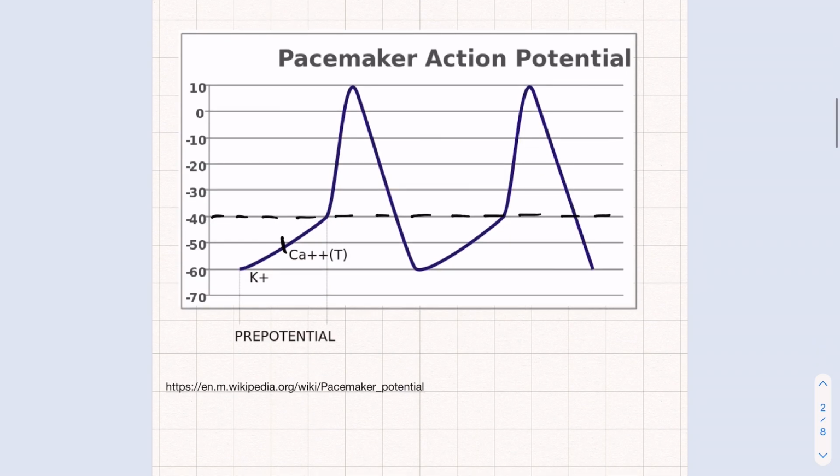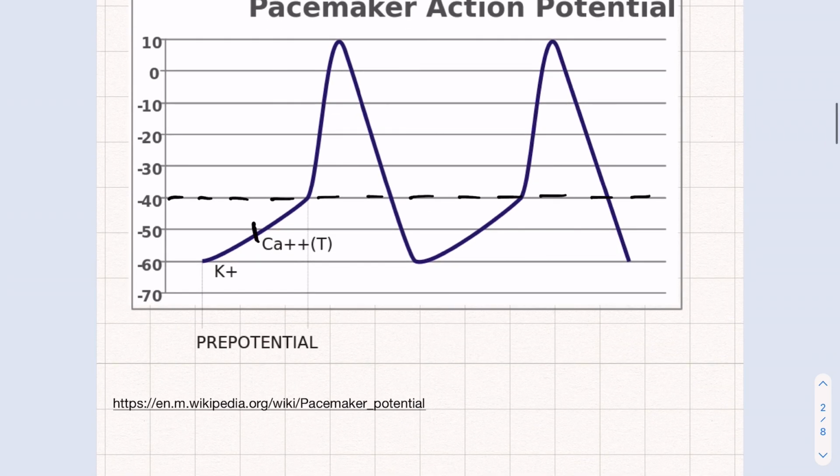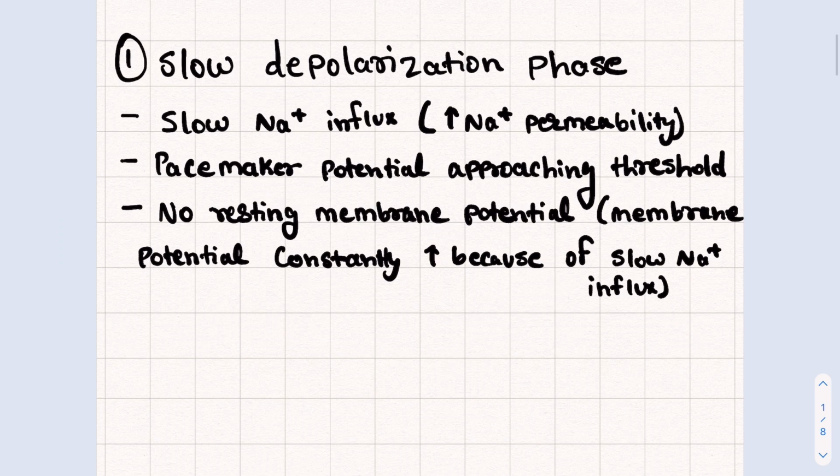Okay, so this is a pacemaker potential diagram, and this phase over here is slow depolarization phase. The main things you need to remember in slow depolarization phase is that there is slow influx of sodium plus happening because of increased sodium plus permeability. The pacemaker potential is approaching the threshold, as we can see here. And the last thing you need to know is that pacemaker potential has no resting membrane potential. The membrane potential is constantly increasing. Okay, so these are the points for slow depolarization phase.